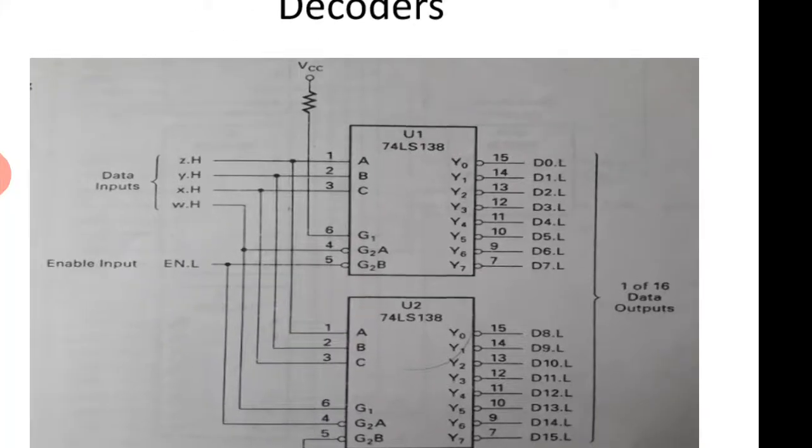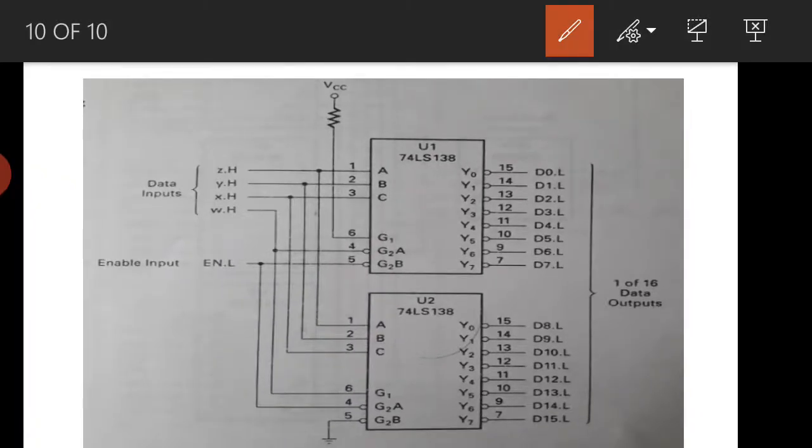So in that case what we can do is, by including the 74LS138, one IC, and one more 74LS138, one more IC. By using these two ICs, we can develop the 4:16 decoder. So how it is possible is, what the design is.